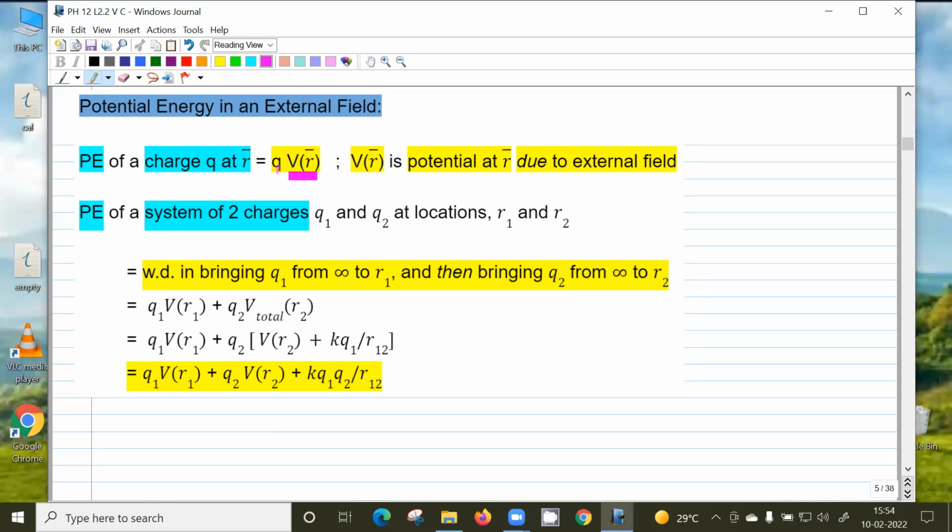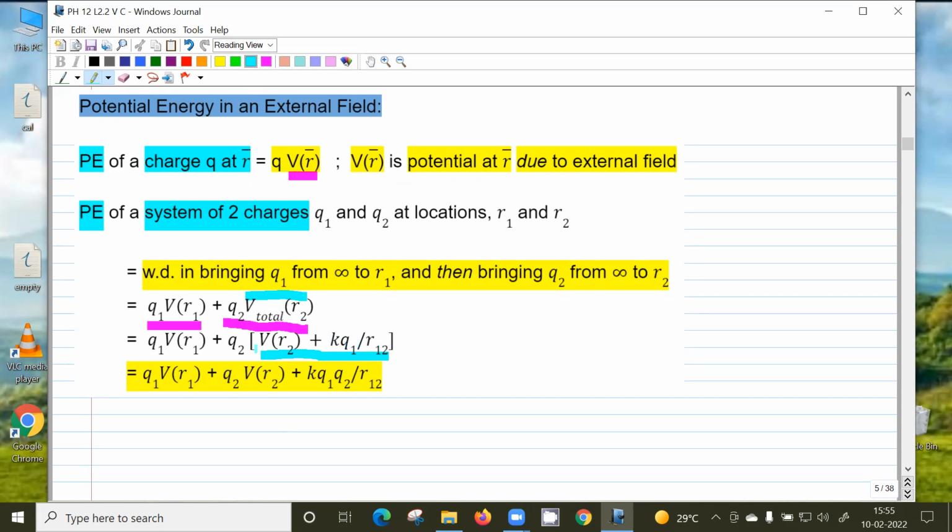To bring the first charge, it is the same as this one. So it's Q1 into V at R1. And to bring the second charge, I have to find the potential and bring the second charge to the location R2. So I have to find the potential at location R2. I have written total because one is because of the external field, and another potential will be due to the charge Q1. Okay, so this V total is V at R2 because of the external field plus the contribution at R2 because of Q1.